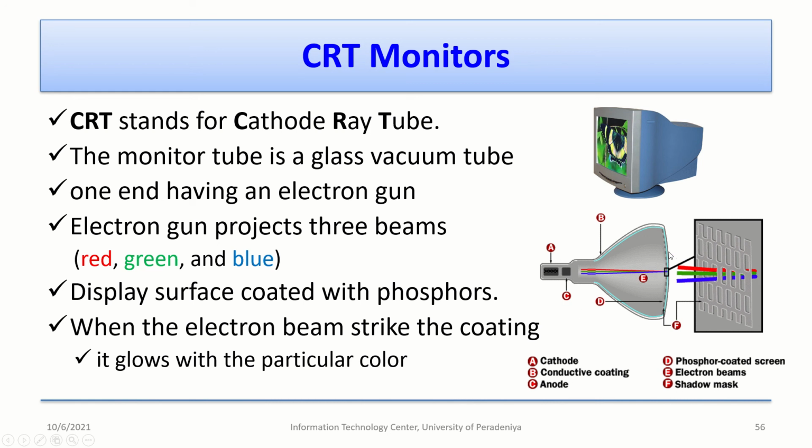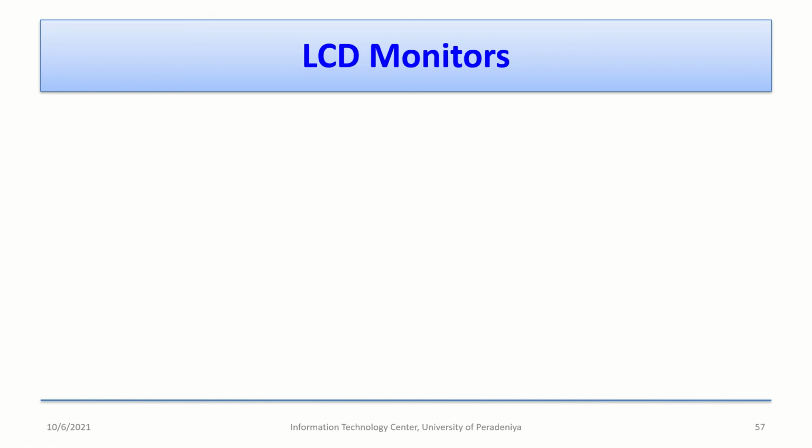So in here we have D, right? In here we have a phosphorus coated screen. So this is the screen, right? These beams are projected onto this screen, then it will produce a particular dot or color dot.